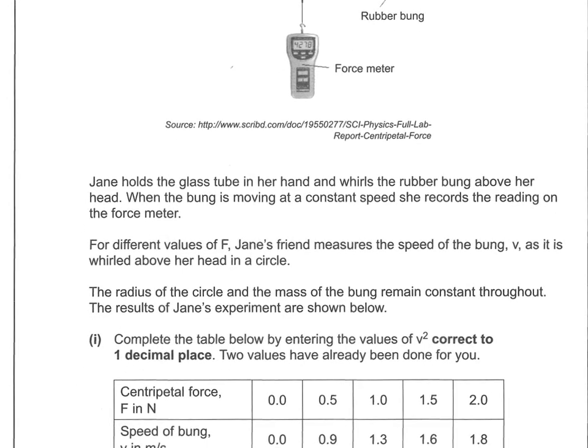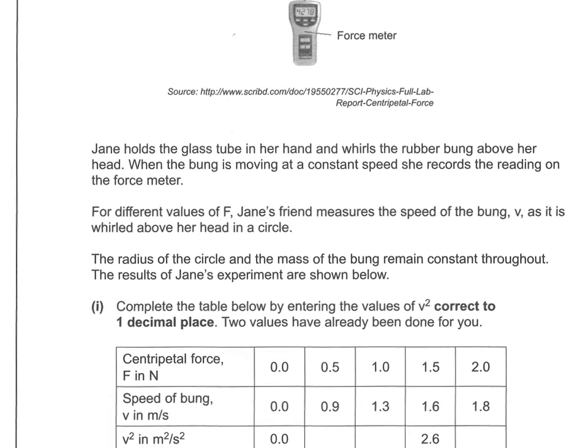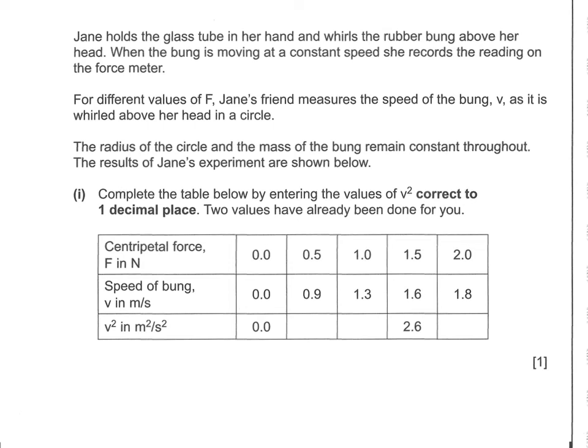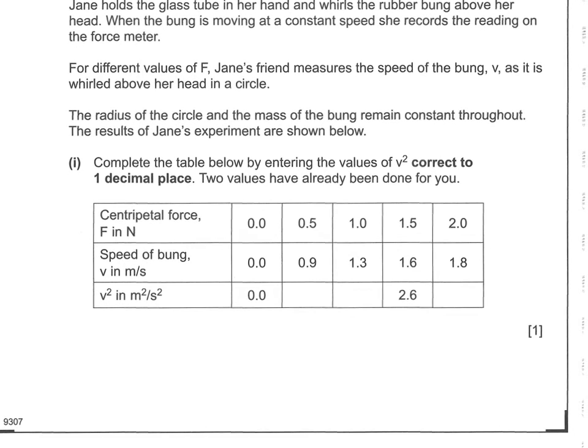For different values of F, Jane's friend measures the speed of the bung, V, as it is whirled round above her head in a circle. The radius of the circle and the mass of the bung remain constant throughout. The results of Jane's experiment are shown below.